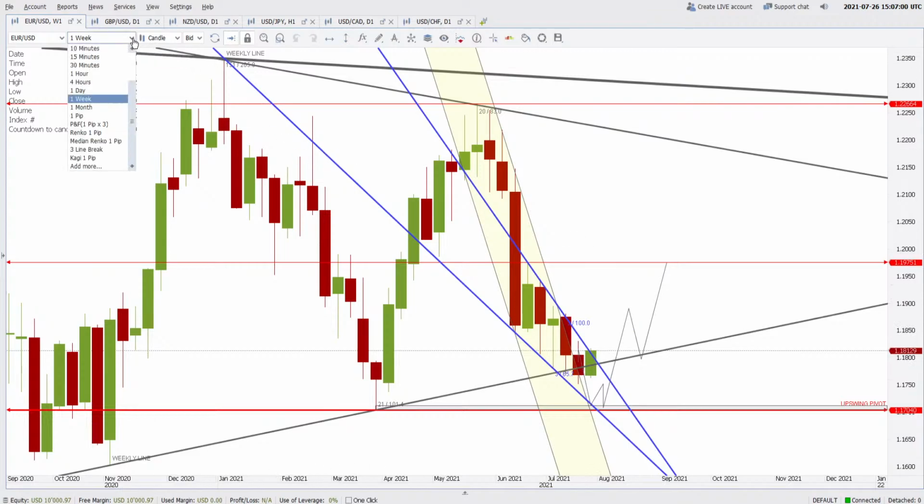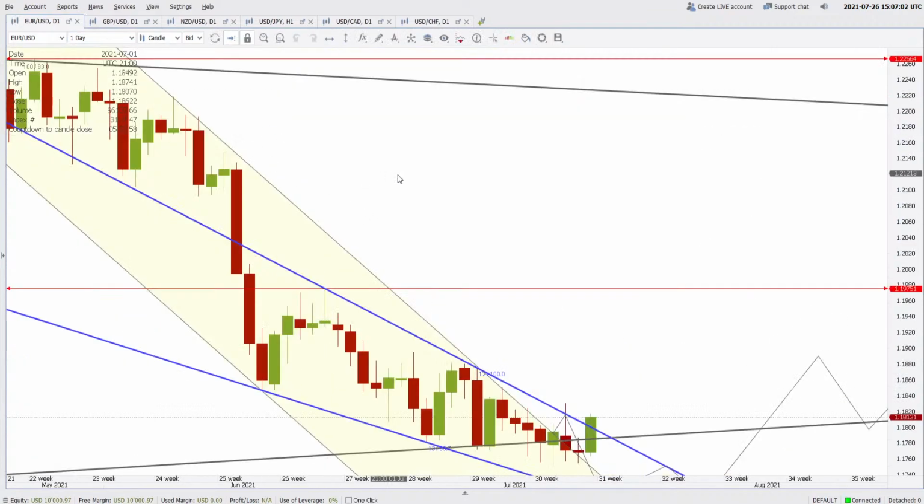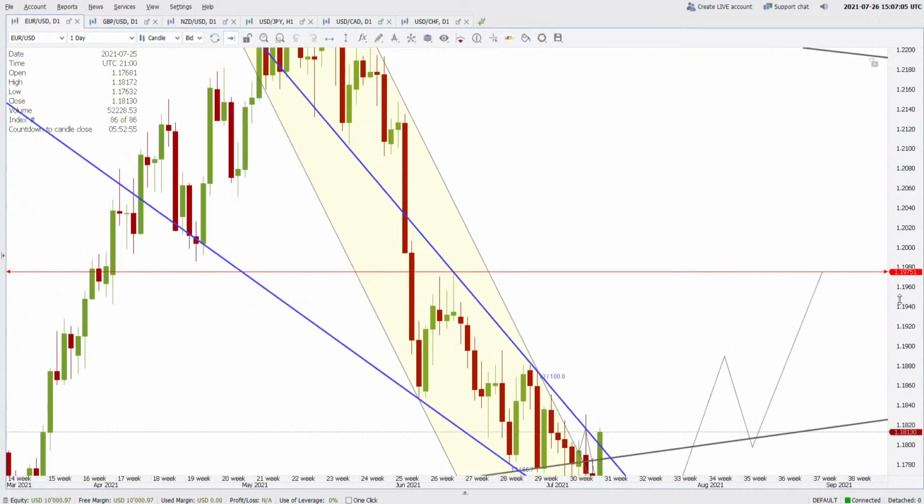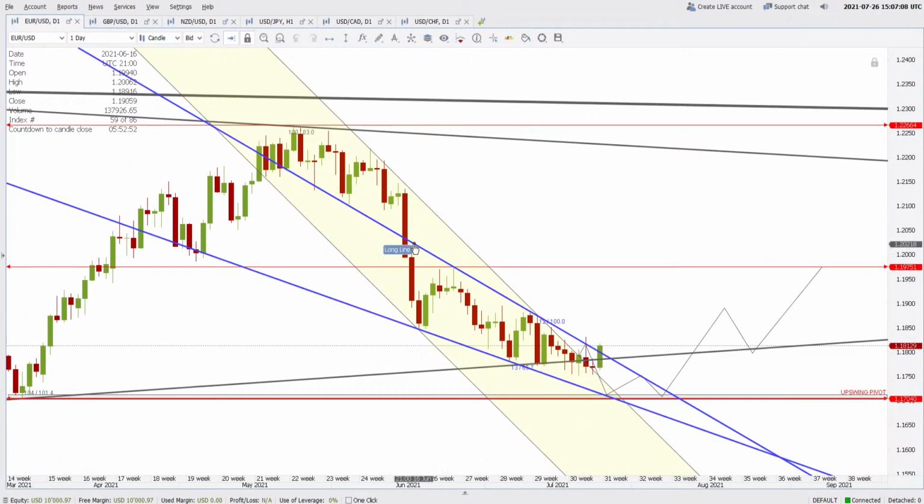I will switch to daily and the picture will be more clear. You see, on the daily it is moving in a falling wedge pattern. If we join this high of daily and this high of daily and this low of daily chart, then we observe that it is actually moving in a wedge pattern, and it is sitting right on the weekly rising trend line. So that is why there is a lot of congestion here.